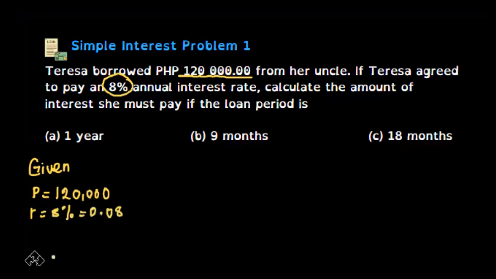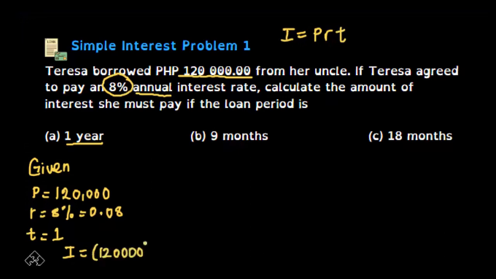Right. So then we have also the time. The time is this one. The first is 1 year. Okay, so since annual yan, when we say annual, it refers to yearly or 1 year. So therefore, this basic solution would be I equals, we'll be using this formula, the interest equals the principal times rate times time. Okay, the principal here is 120,000. Principal amount. Also, we have the rate, that should be 0.08. At yung time natin, yan po ay 1.